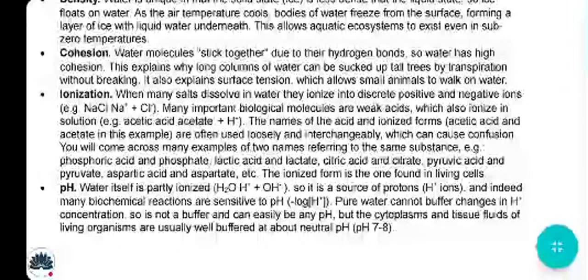What is pH? The power of hydrogen. Water itself is partially ionized, as you can see from this equation, where hydrogen is partially positive and the hydroxyl group is partially negative.